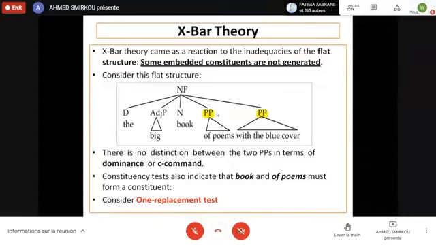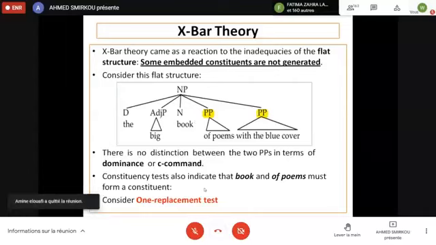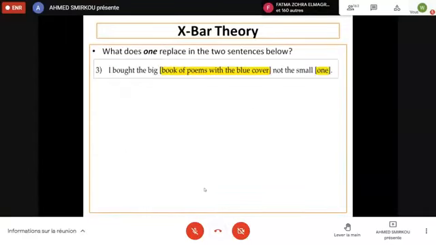Why? Because X-bar theory says that if we use the constituency test, for example, the one replacement test, we conclude that there are other constituents that are not shown in this tree. If we use the one replacement test with this example, I bought the big book of poems with the blue cover, not the small one, here one replaces only book of poems with the blue cover. So anything that can be replaced by one element, first, is a constituent. Second, it must be branched alone from a node.